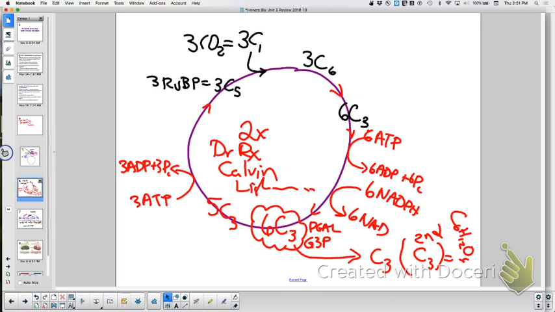Who do we have a problem with on here? Who gives us trouble? RUBP. Yes. RUBP right here, not to be trusted. Because if RUBP has low CO2, who it's supposed to hook up with, and instead has high oxygen, then it'll hook up with oxygen. That's bad, and that's called what? Photorespiration.